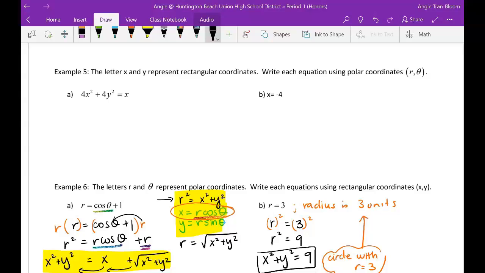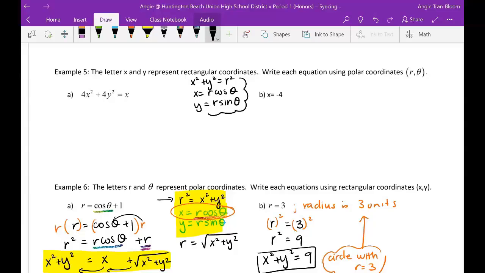So before we start, I will again remind you, x squared plus y squared is always r squared. Then x is always what in polar? X is always r times cosine of theta. Then y is always what in polar? R times sine of theta. These are the things that you're going to have to know and write down every time. The more you write, the more it's going to help you, and you're going to memorize that much faster.